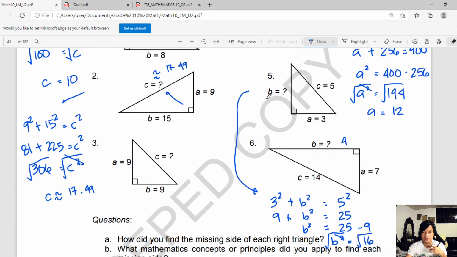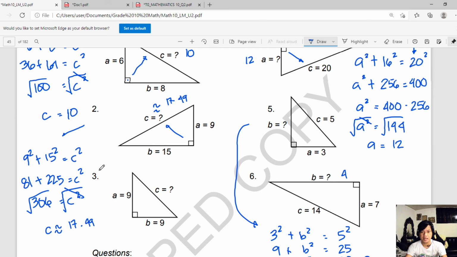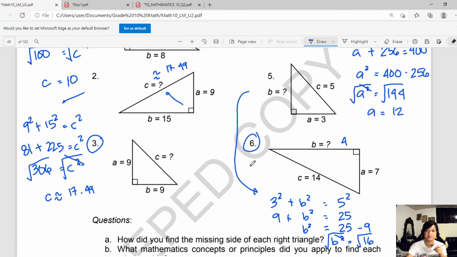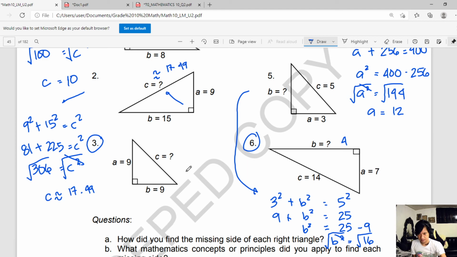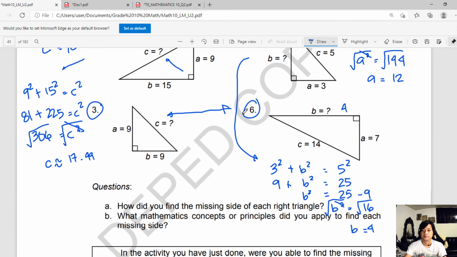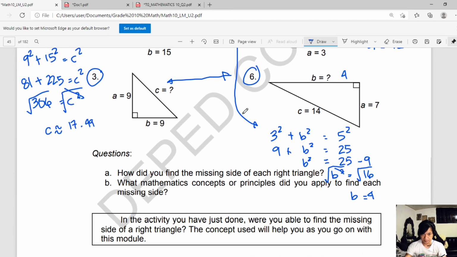Okay, so this is number 3. I think we are done with number 5, right? So number 3 and number 6 would be your activity. You're going to answer 3 and 6. You're going to pass it to our Google Classroom using your CamScanner on or before Friday this week. So this one is your activity. 3 and 6 is your activity.